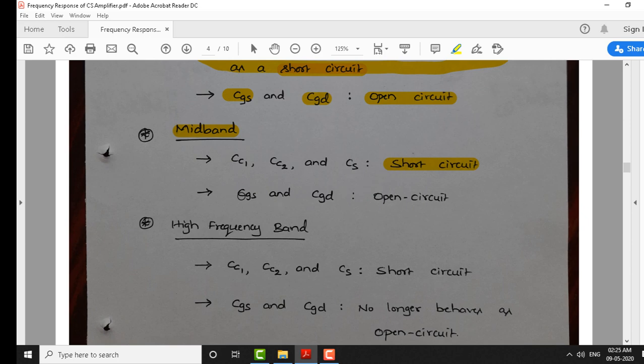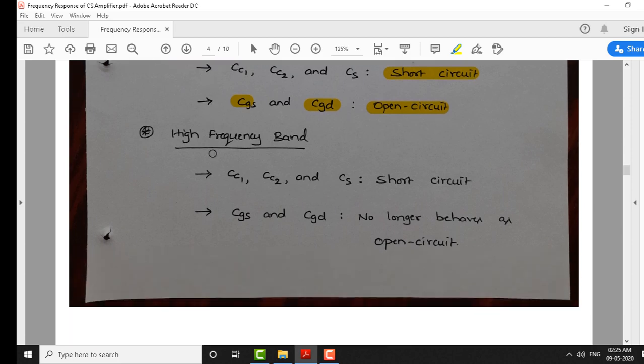Whereas the internal capacitances of the MOSFET, CGS and CGD, being at a mid band frequency, behave like an open circuit. This is exactly the behavior we expect from the capacitances in a common source amplifier circuit. But let us see in the high frequency region how exactly these two types of capacitances behave.